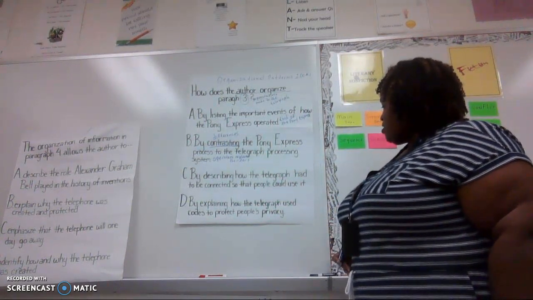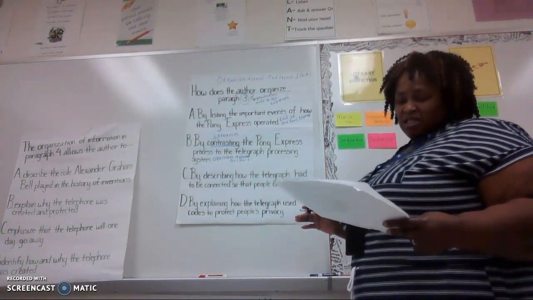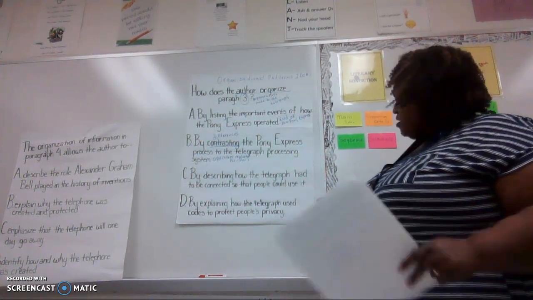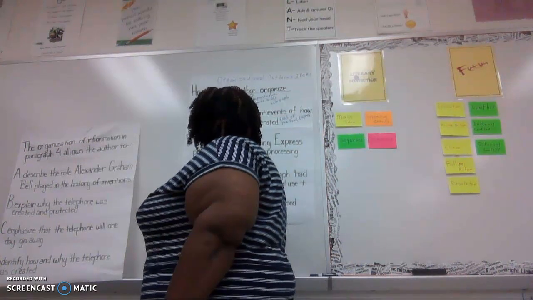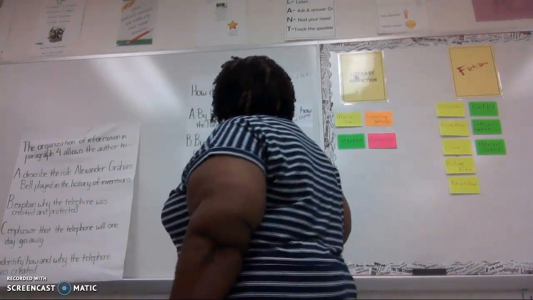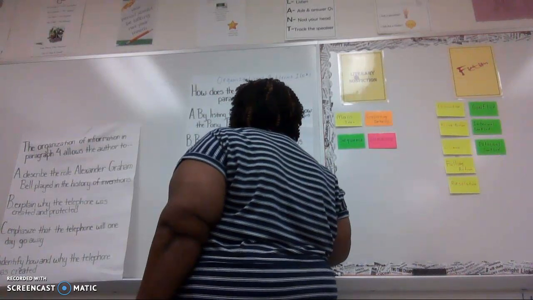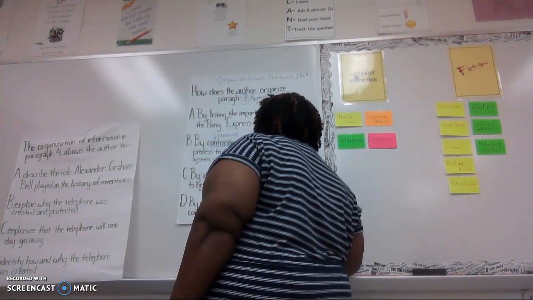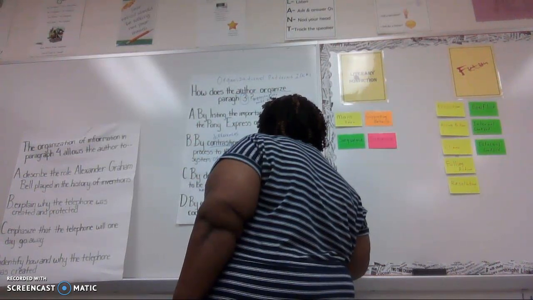And it told me that they listened to the signal and all of that. All right, describing how the telegraph had to be connected so people could use it. Guys, it says they had a code message across wires. But I don't know if they're describing how the telegraph had to be connected. It told me how it was used. By how the telegraph used code to protect people's privacy. I don't think it protected people's privacy. It told how they were used, not protecting privacy, because at least two people were involved.